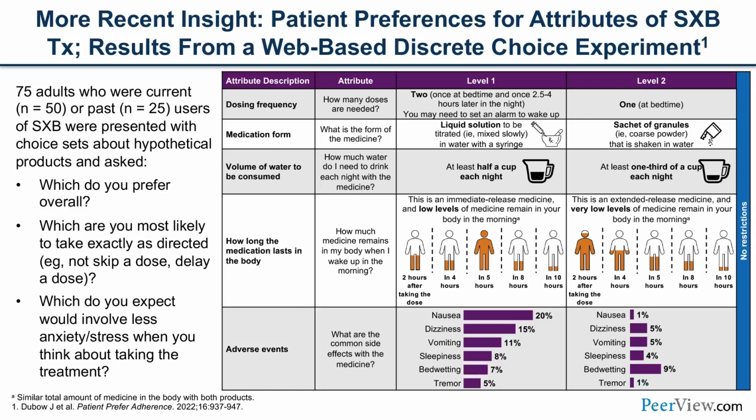There actually was a study done talking to the patients about oxybate therapy and their preferences. If you took 75 adults who were on immediate release oxybate therapy or had been on it in the past, and you asked them, what would you prefer overall? Which are you most likely to take exactly as directed? In other words, not skip a dose. And which do you expect would involve less anxiety and stress when you think about having to wake up 4 hours later to take a drug? And if you look at the patients in terms of side effects and preference, the patients had a significant preference for the once nightly dosing, which is not surprising.